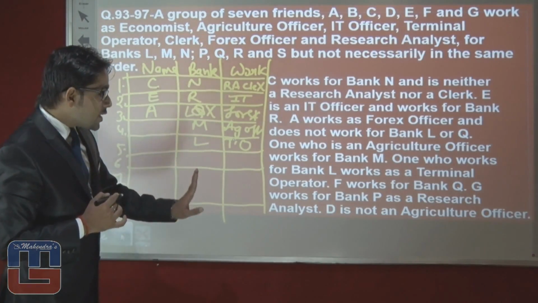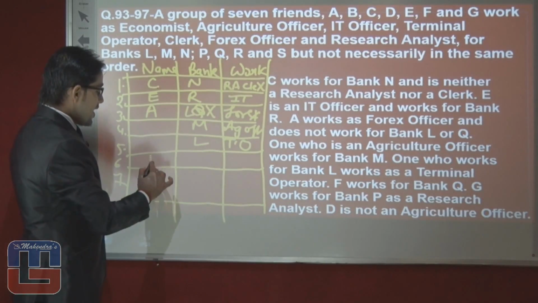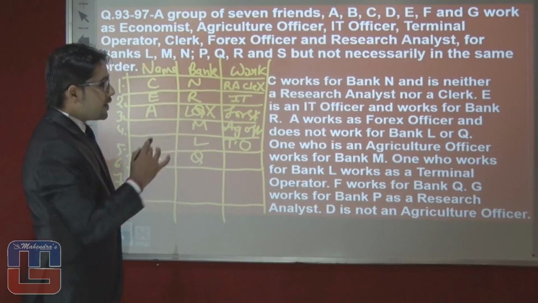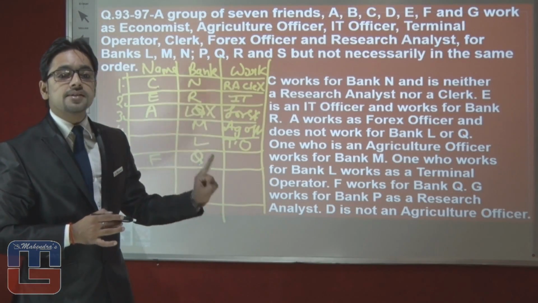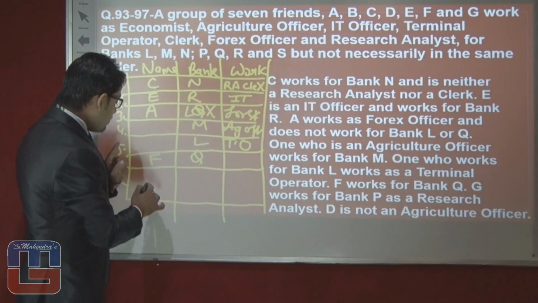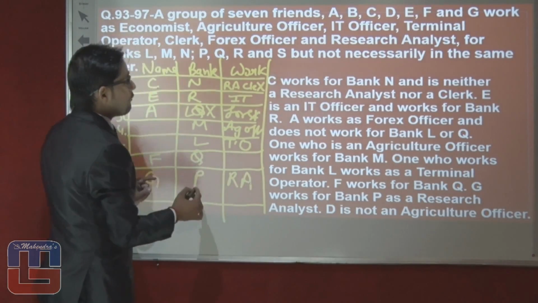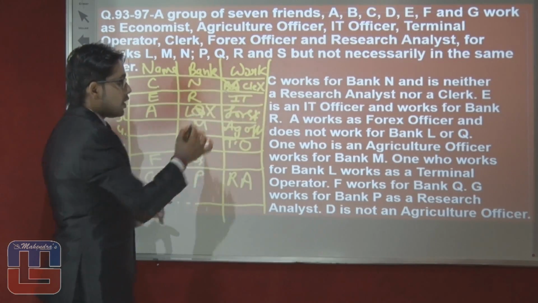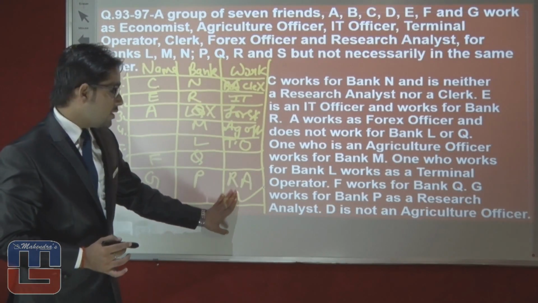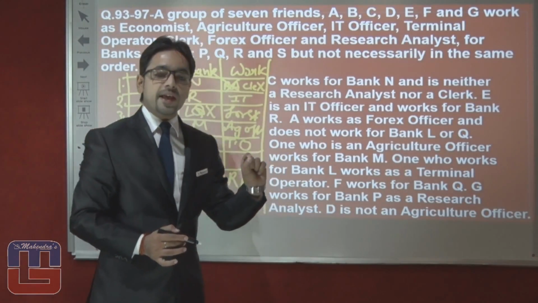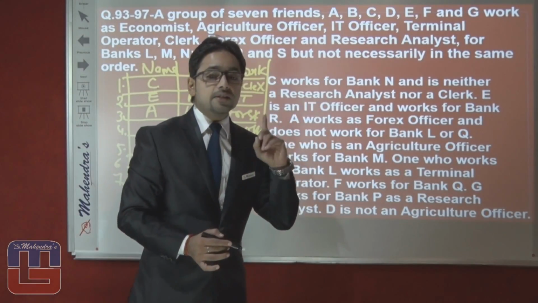TO. The next statement says F works for bank Q. We can easily put here that F works for bank Q. The next statement says G works for bank P as a research analyst. G works for bank P as a research analyst. So we have to cut research analyst over here, because we have already mentioned the fixed position of research analyst. The last statement, which we have already been talking about, says that D is not an agriculture officer.